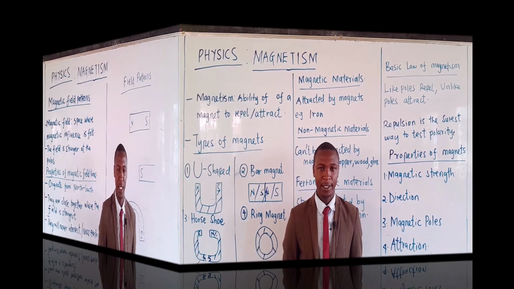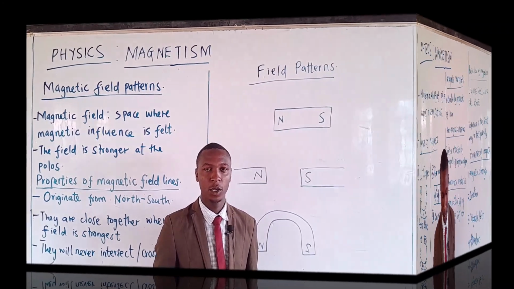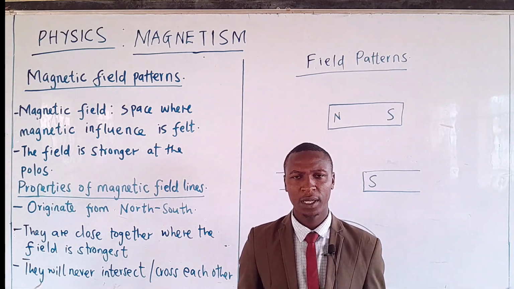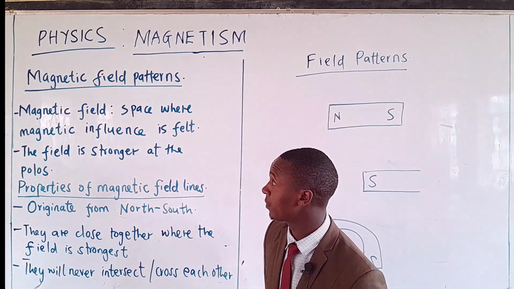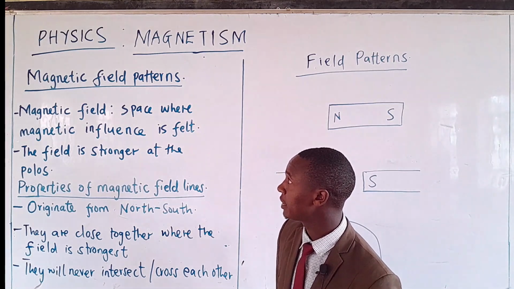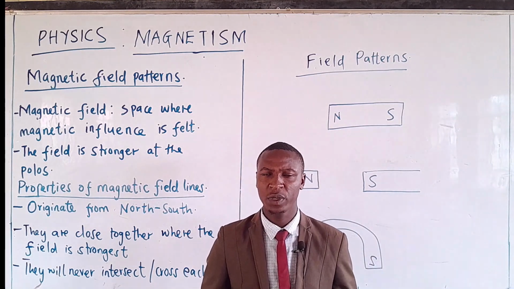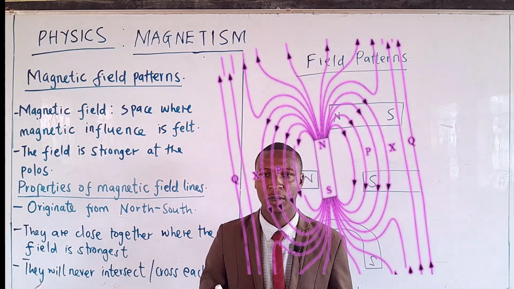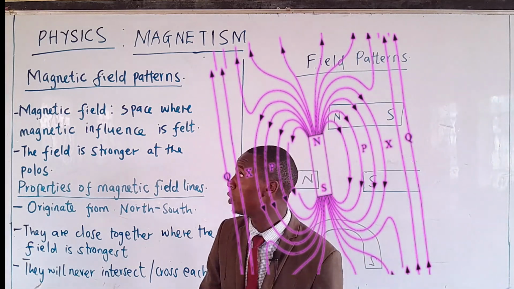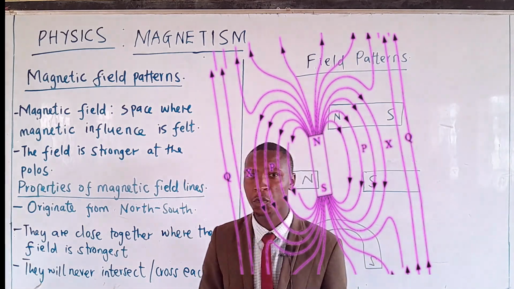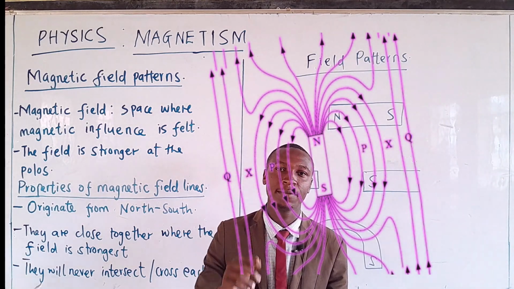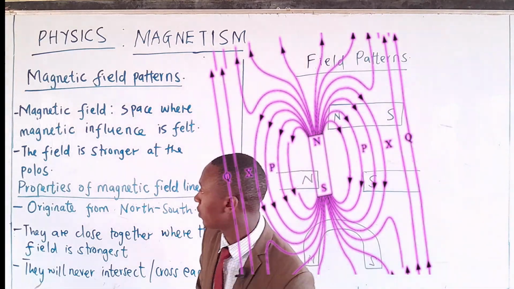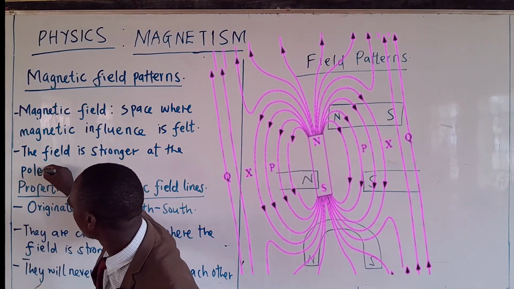Now, after looking at the properties, let us look at what we call magnetic field patterns. What are magnetic fields, first of all? A magnetic field is a space where magnetic influence is felt. So we have a region around a magnet where a magnetic effect or a magnetic force is felt. That is what we call a magnetic field. If you have many of them, we call them magnetic field lines. The field is always stronger at the poles.